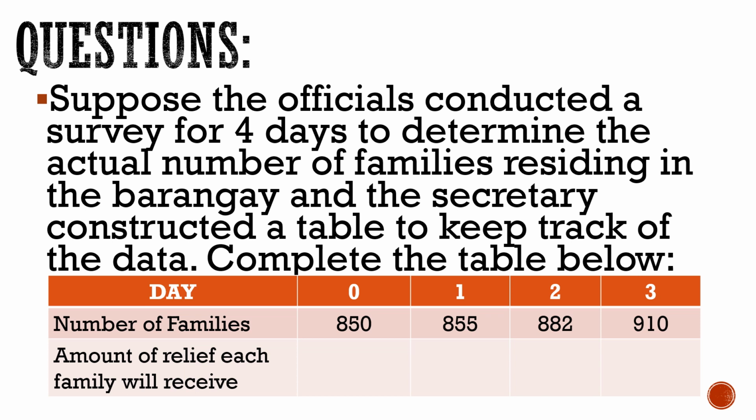So, ito po yun. Pagka 850 po siya, 520. Pag 855, 516.96. Pag 882, 501.13. Pag 910 ang number of families, ang marireceive na lang po nilang worth of goods is 485.71. Paano ko po nakuha yan?